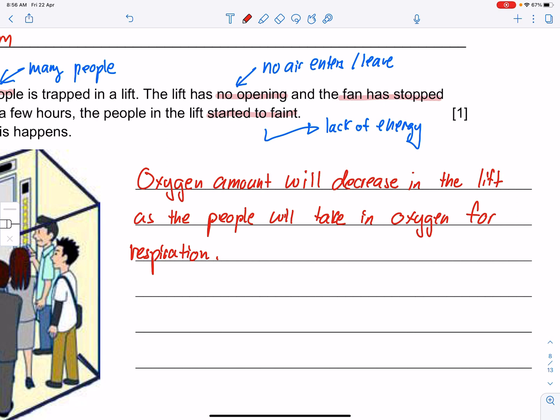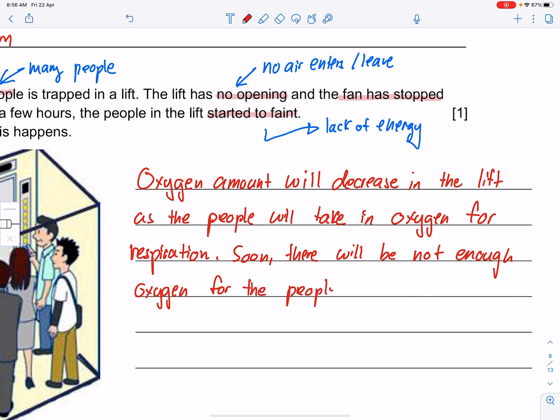Then next, you say soon there will be not enough oxygen. Now be very careful. A lot of you tell me no oxygen. How sure are you? Even 0.0000001% of oxygen is still oxygen. So soon there will be not enough oxygen for the people to carry out respiration.